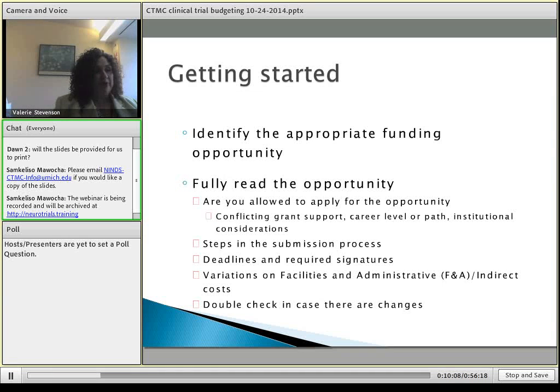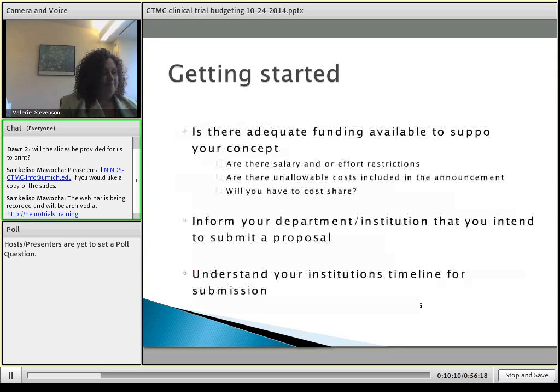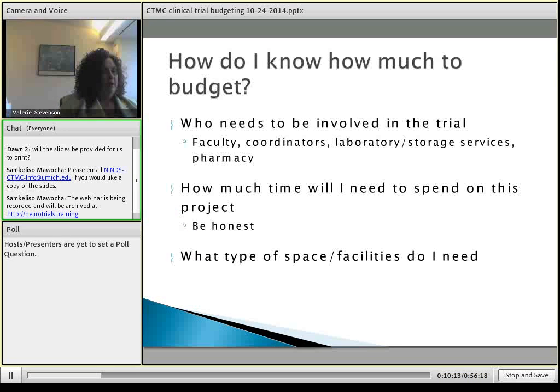So when you're thinking about how you're going to be budgeting the trial, the first thing you need to understand is who really needs to be involved in your study. You may have yourself and you're thinking of your coordinator or another investigator within your group that you know will be participating. You need to think about other things too for laboratories.